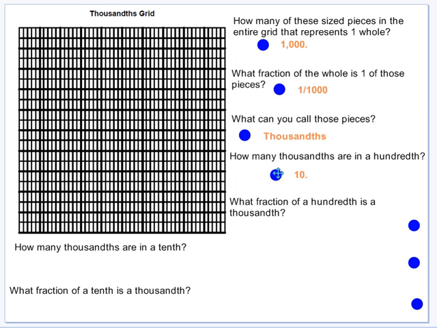We have 10 thousandths in a hundredth, because we take one of our hundredth squares and break it into 10 equal pieces. What fraction of a hundredth is a thousandth? 1/10. How many thousandths are in a tenth? 100. And then what fraction of a tenth is a thousandth? 1/100th.